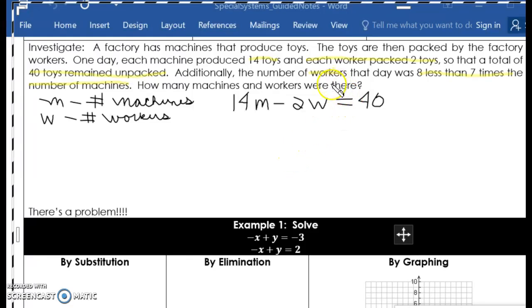And then we know that the number of workers that day was 8 less than 7 times the number of machines. So 7 times the number of machines, less 8.